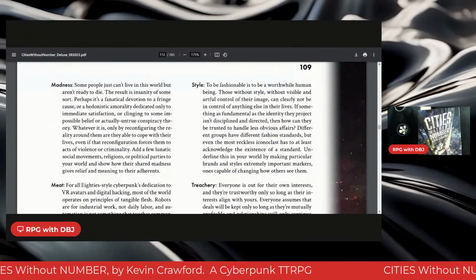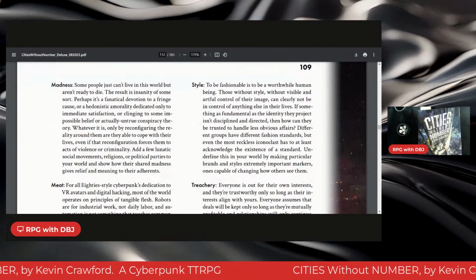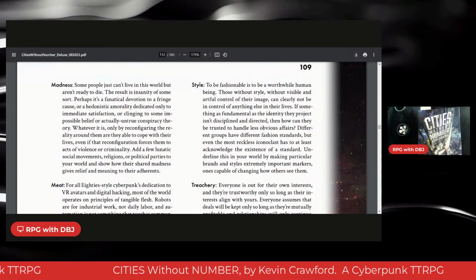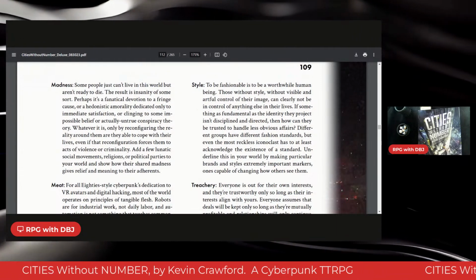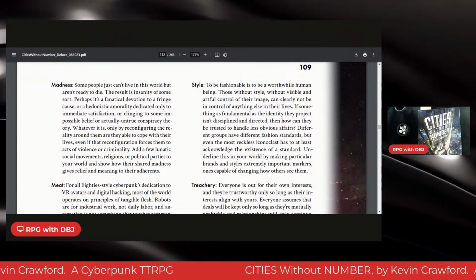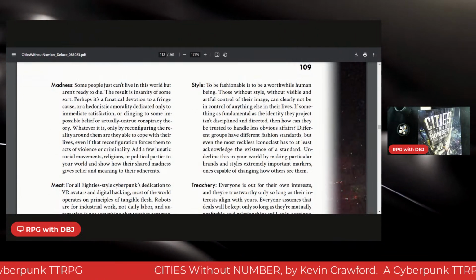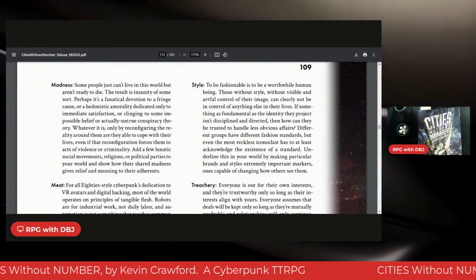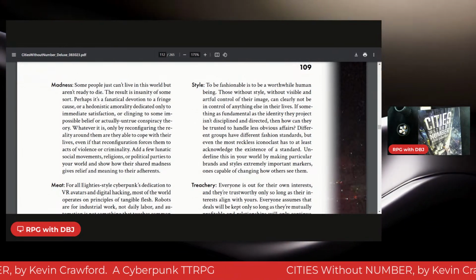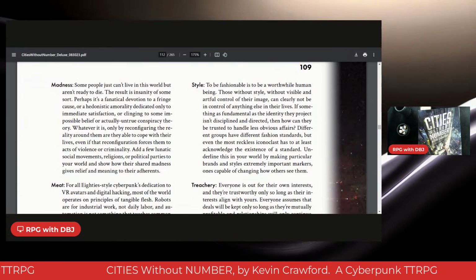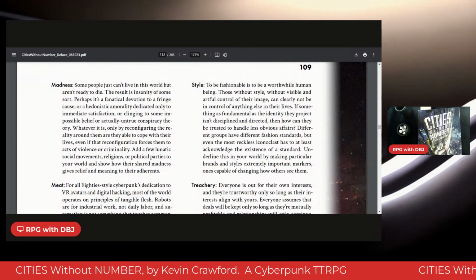Yep, yep. Some people just can't live in this world but aren't ready to die. The result is insanity of some sort. Perhaps as a fanatical devotion to a fringe cause, or a hedonistic amorality dedicated only to immediate satisfaction, or clinging to some impossible belief or actually untrue conspiracy theory. Sounds recent. Of course, style. Hey, if you're going to go out, you got to go out in style.